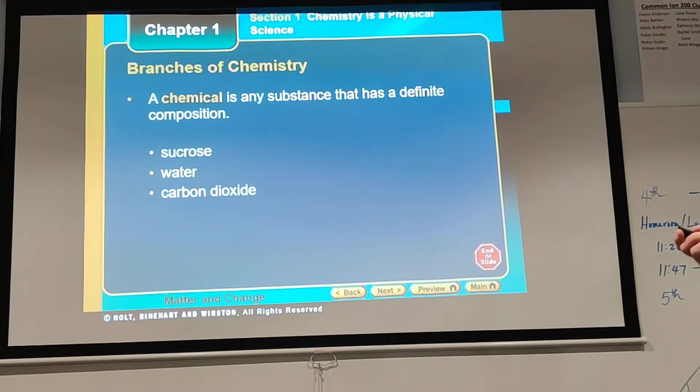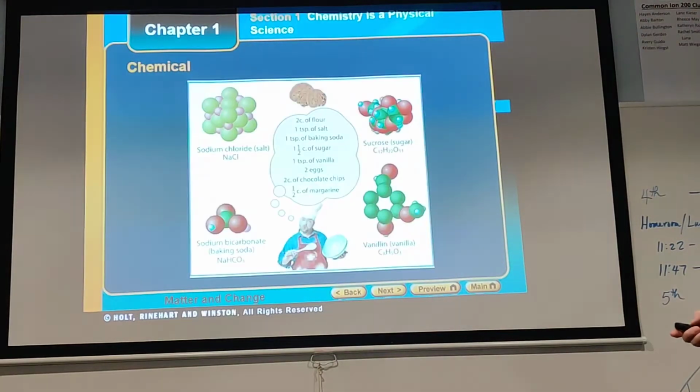Now, I would say most of you know the formula for water. What is it? H2O. What is it for carbon dioxide? The name kind of gives you a hint. Can I guess, is it CO2? CO2, okay? So anything that has a definite composition like that, we're going to call a chemical.